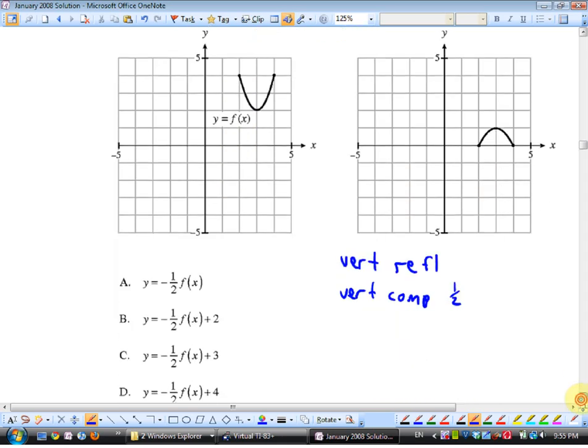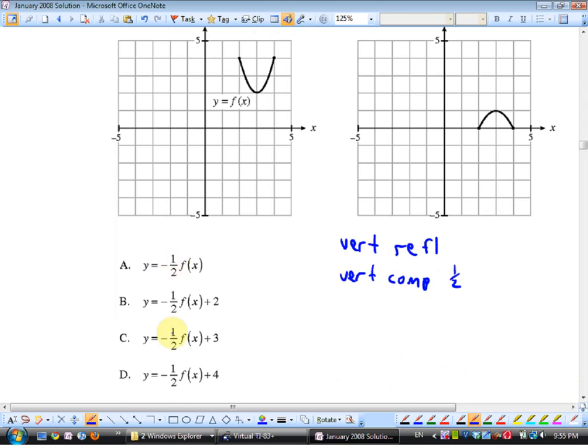I wonder if that's enough. Oh, you know what? Every single one of these has a vertical compression by a half and a vertical reflection. That didn't help much. I'm going to try and follow this point right here. If you vertically compressed it would end up, instead of two high, one high. And then if you vertically reflected it would end up negative one high. And it looks like now it's ended up right there. So I think it's been moved two up.